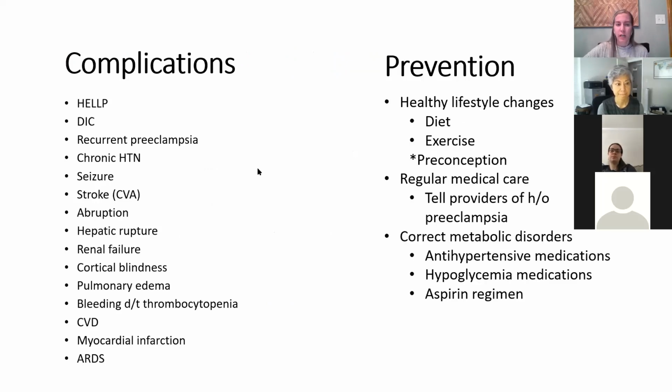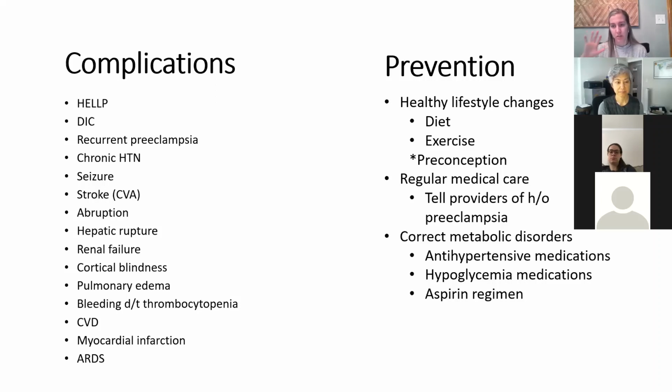So these are all different complications. I'm not going to go through them. HELLP, DIC are the most common ones that we see, oftentimes inpatient. They can develop chronic hypertension. We talked about abruption. They can actually have a liver rupture as well, renal failure that could lead to dialysis, cardiovascular disease, and ARDS.